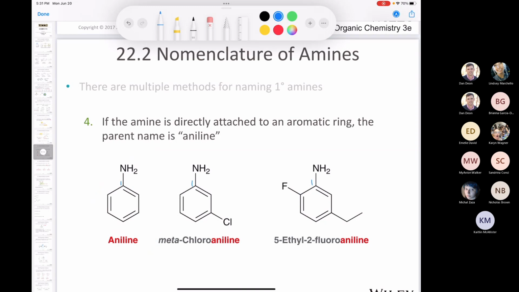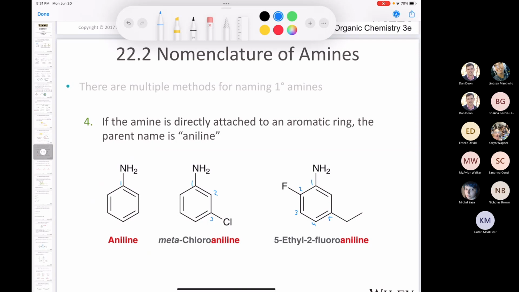So number 1, number 1, number 1. And then you just seek to give the next closest substituent the lowest possible number. So here we have 1, 2, 3. So 3-chloroaniline or metachloroaniline, either one's fine. Here we have 1, 2, 3, 4, 5. So we have 5-ethyl, 2-fluoroaniline. All right, so naming things as anilines.